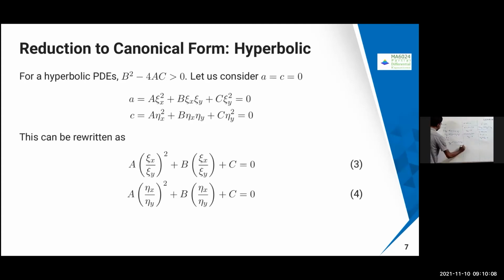Suppose, in this case, a equal to c equal to 0. So in this case, what is capital A? Capital A is nothing but a into chi x square, plus b into chi x chi y, plus c into chi y square. And this is equal to 0 because I have assumed a equal to c equal to 0. Similarly, capital C equal to a into eta x square plus b into eta x eta y plus c into eta y square, that is also equal to 0.